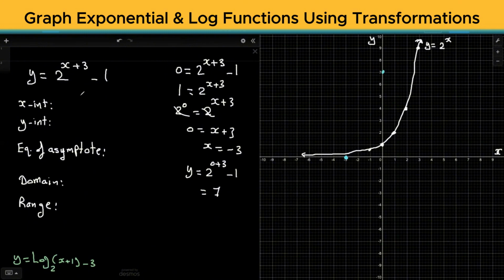Now, the equation of the asymptote for the parent function is the x-axis here. The only thing that's going to affect the asymptote is any vertical shift. And as we see, the vertical shift for this graph is going down 1. So that means this asymptote is going to go down 1. So I'm just going to draw an asymptote.